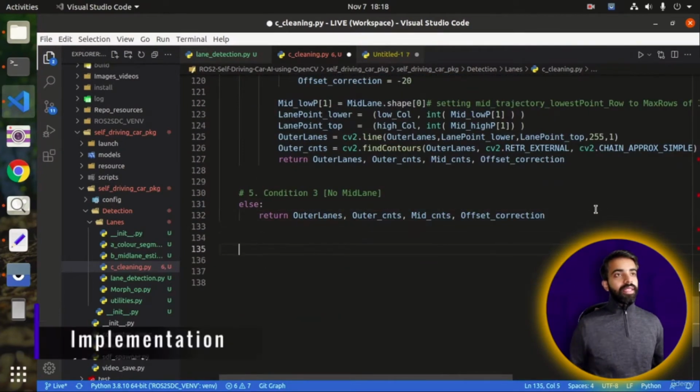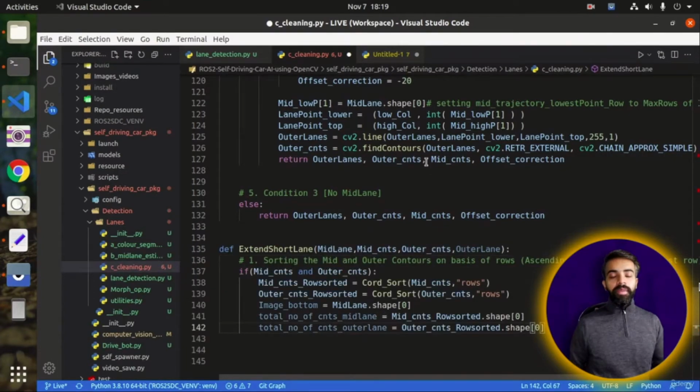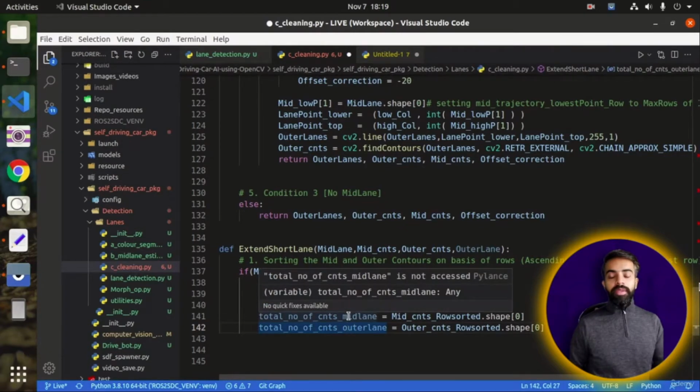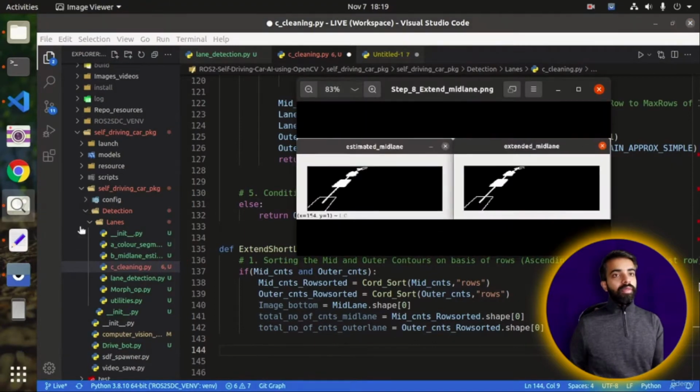We can proceed to the second step, that is extending both the mid lane and the outer lane so that they both originate at the image bottom. This will be named extend short lane, because we are basically extending the short lane, whichever of them is short. We start off by sorting our contours if they were present, and then retrieving how many contours we have at the initial point. Once we have the total number of contours for the mid lane and for the outer lane, we can proceed to the next step. The next step is simply to extend the mid lane, which will look something like this. Because our mid lane is already connected to the image bottom, we don't need to extend it any further.